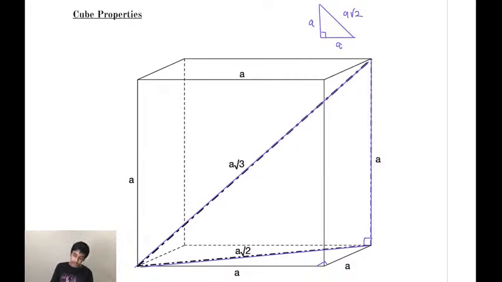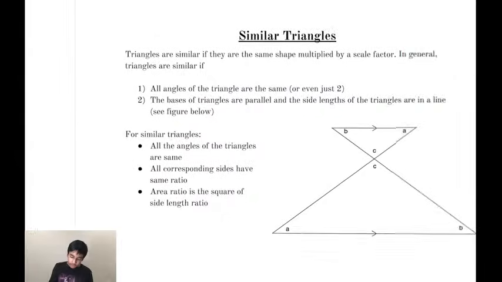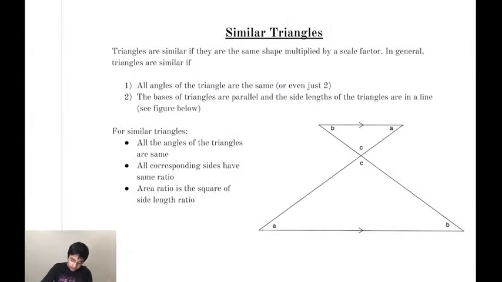And this will just be 83 from there. And triangles are similar if all angles are the same, or even just two. Because if two angles are the same in the triangles, the third angle must be the same too, because the sum of the angles in a triangle is 180.